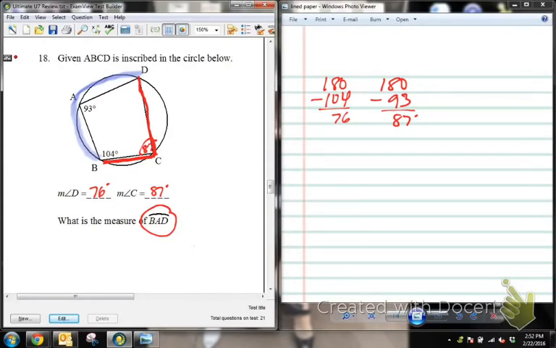Now, remember, when your angle is inscribed, it's always doubled to get the arc. So to get this arc BAD, I just have to take the 87 and double it. 2 times 87 is 174 degrees. There is that measure of arc BAD.